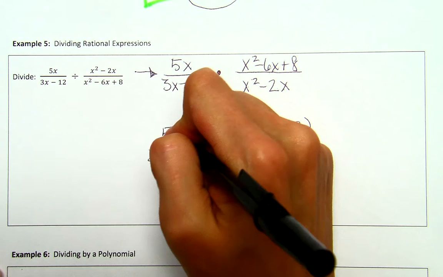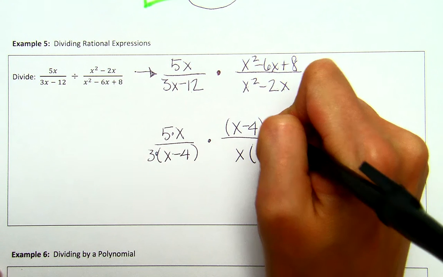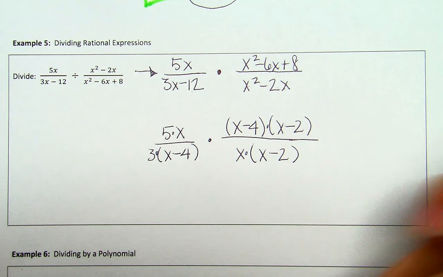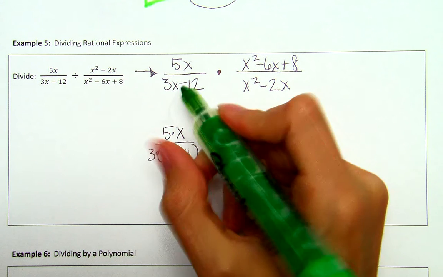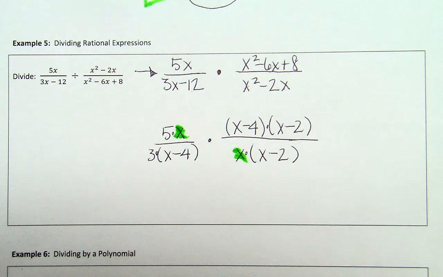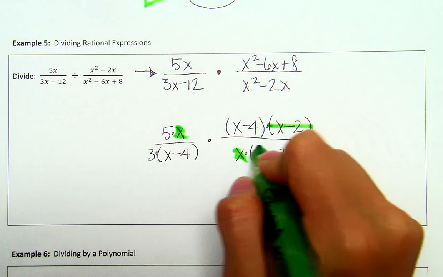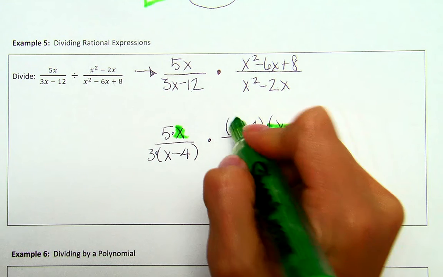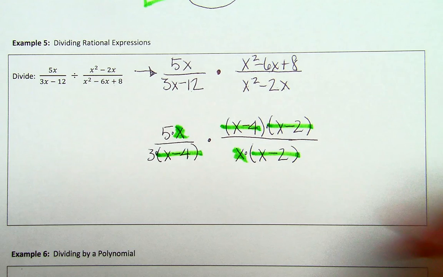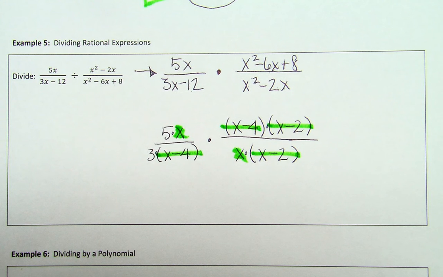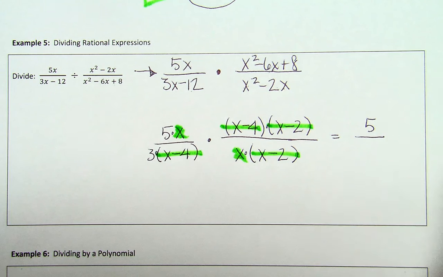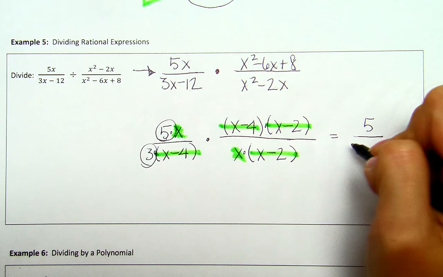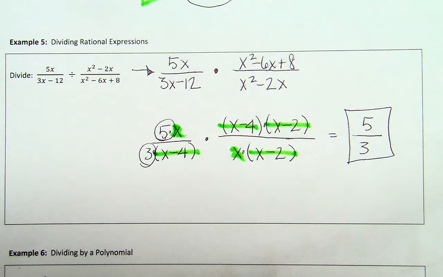Because all of these are attached through multiplication, I can cancel where I can on my diagonals. So the x in this corner and this x, my two outside x's, can cancel. My x minus 2, top and bottom, can cancel. My x minus 4 on my diagonals can cancel. And I'm left with 5 as my new numerator over 3, which is my new denominator.